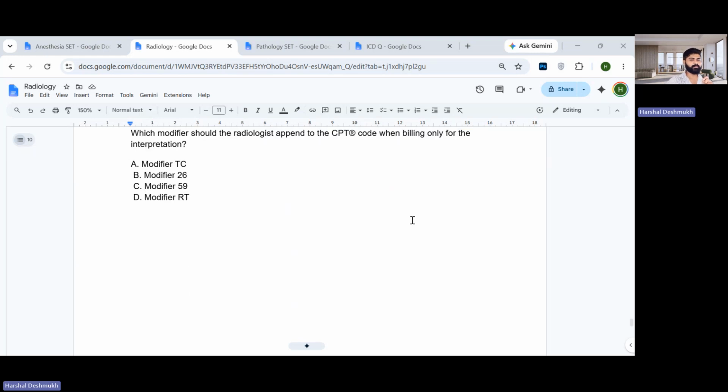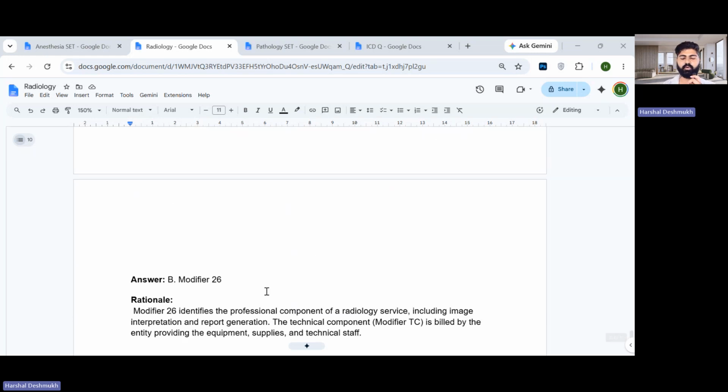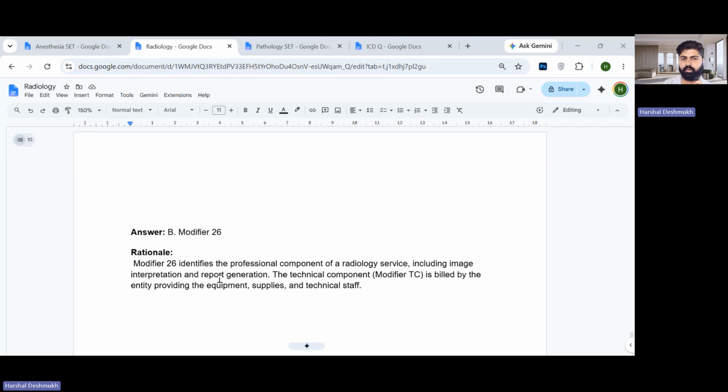If you have not got the answer, pause the video because I'm going to show you the answer to this question. Option B, that is the 26 modifier. It is the modifier we use to report the professional component of a service, not just a radiological service, because this includes interpretation and report generation. The technical component, TC, is billed by the entity providing the equipment, supplies, and technical staff.